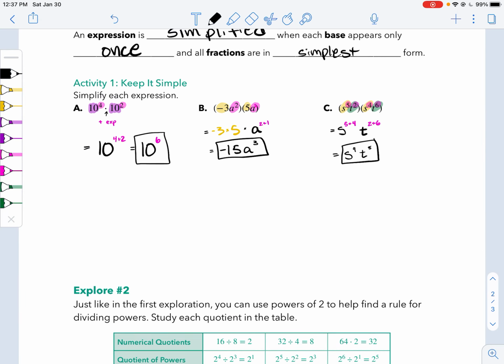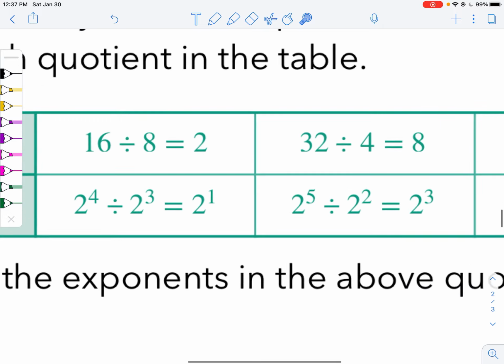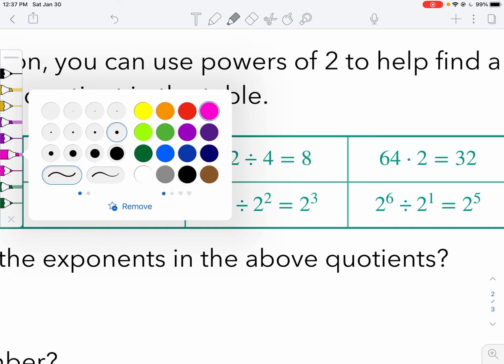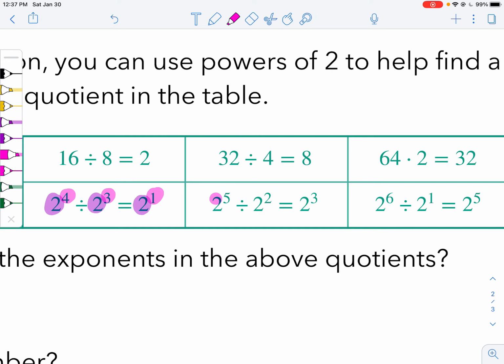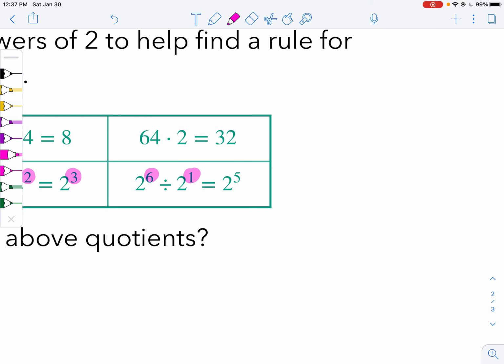What happens when we do the opposites? What happens when we divide? Well, let's track the exponents. I took the time to write them out for you. You're welcome. So again, we've still got powers of 2, but this time we've got dividing. 2 to the 4th divided by 2 cubed equals 2. Now we've got 5 to 2 makes 3, and then 6 to 1 makes 5.